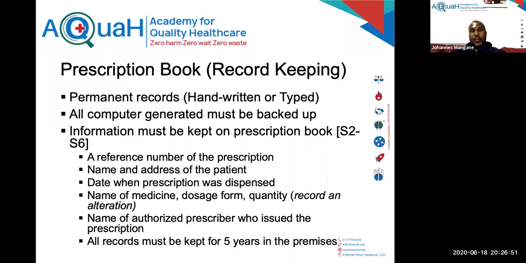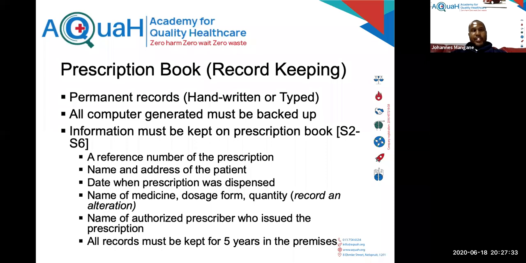Then you'll have to have the name of the medicine, the dosage form, and the quantity. And here, if you make some alterations, let's say on the prescription it was written a capsule and then you gave a tablet, that needs to be recorded either on the label of the medication, on your electronic records, or on the script itself. You'll see later on when we look at generic medication that you have medications that are generic, but the dosage form is different. They don't have the same dosage form, but they are declared equivalent.